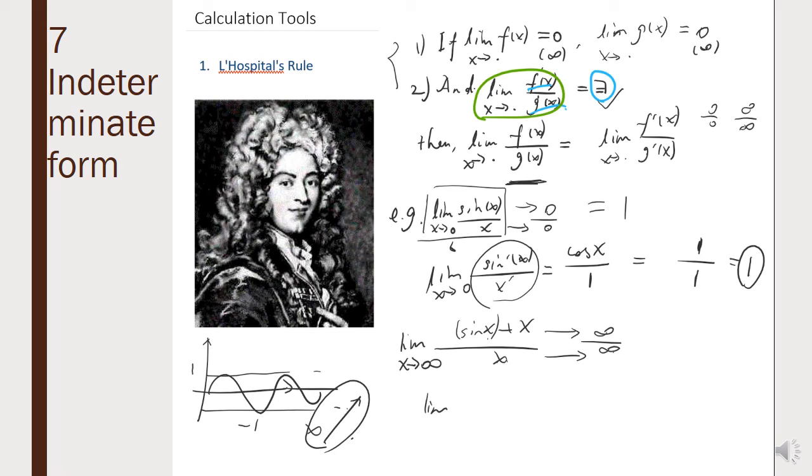So we have to try the limit of f'(x), which is the derivative of sine x plus x, over the derivative of x, when x is approaching infinity. We can put this derivative operation into each item in the brackets. So on top we have cosine x and then the constant value 1. On the bottom we only have the constant value 1. And the limit is when x is approaching infinity.